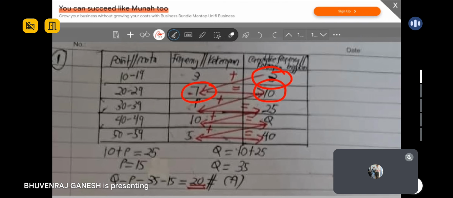Boleh nampak pola tak guys? 3 tambah 7 sama dengan 10. Macam silang sahaja. You just cross. Okay, 3 plus 7, 10. 10 plus P, 25. So that's why P sama dengan 15. Okay, lepas tu Q, 25 tambah 10 sama dengan Q. Okay, so Q equal to 35. That's how you answer it. Okay, so that's why Q tolak P equal to 20.